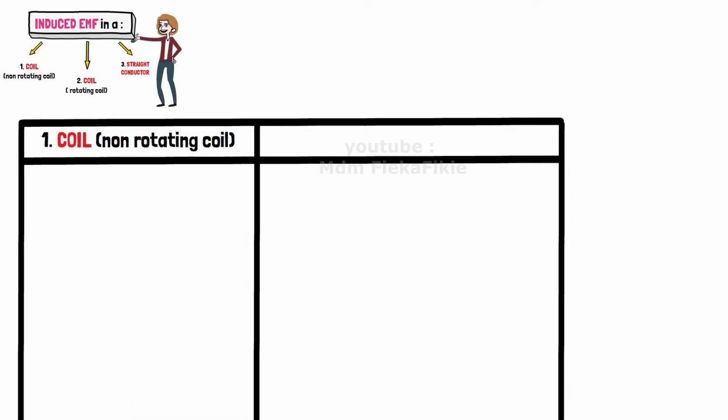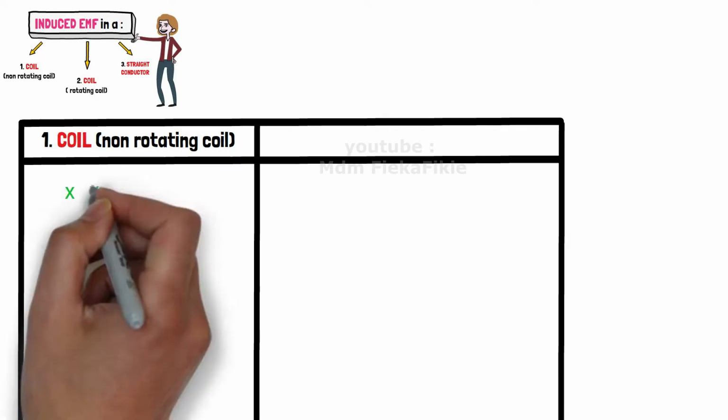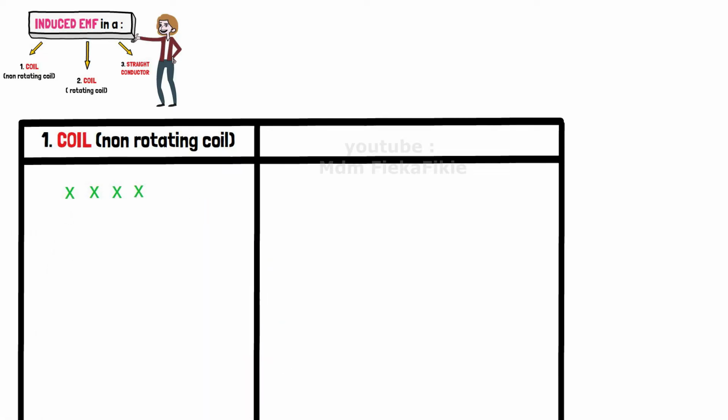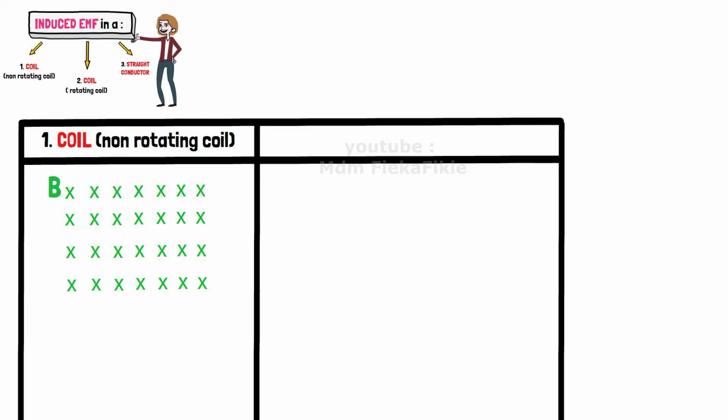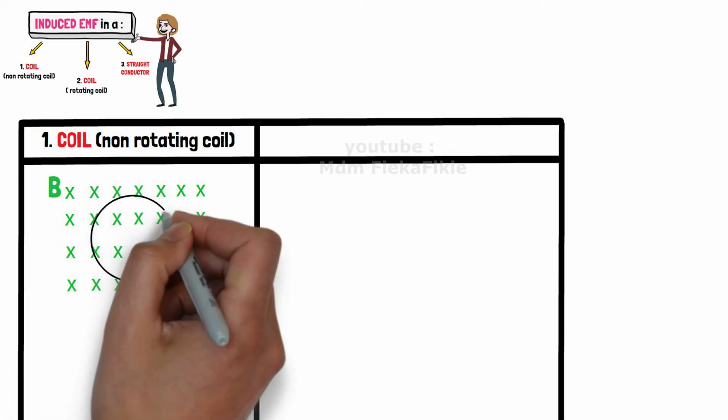Alright, so let's look at this diagram. So here we have a magnetic field where the direction of the magnetic field indicated by cross sign is into the page. Okay, arah untuk magnetic field bagi example ini adalah into the page. And now let's say we place a coil where this coil is non-rotating coil.